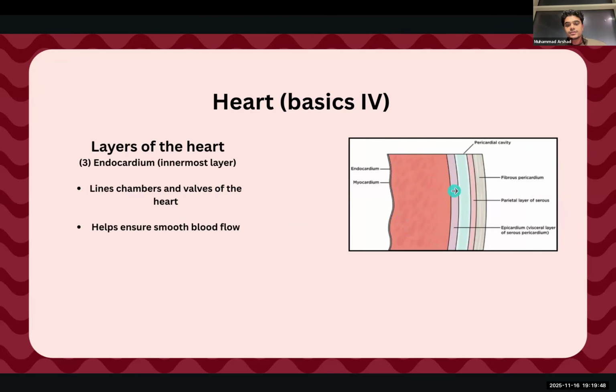And then you have the inner layer. This is the endocardium. It lines all of the chambers and valves of the heart, and it basically just ensures that you have smooth blood flow.